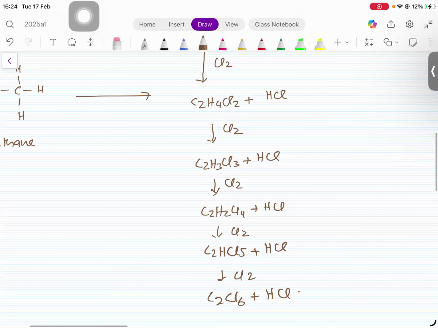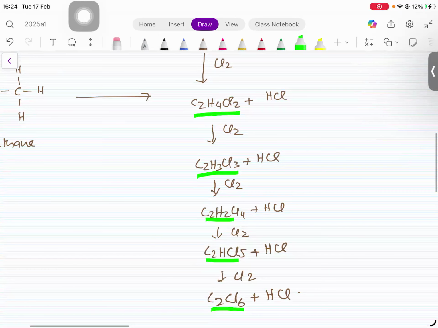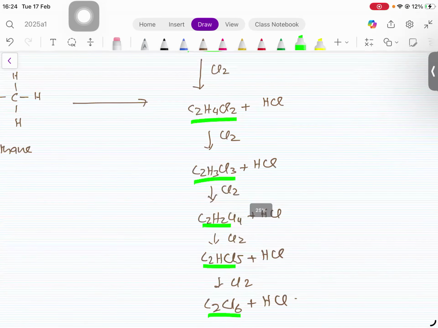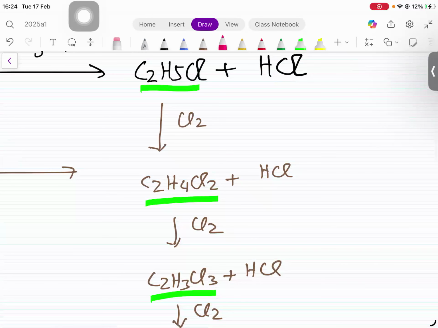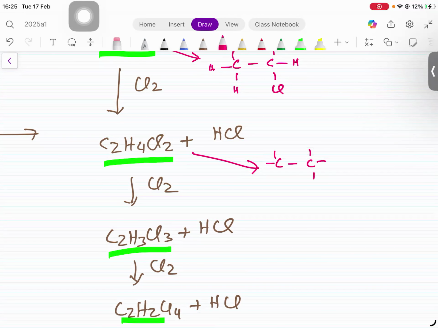So the products formed as per your calculation are 1, 2, 3, 4, 5 and 6. But you ignored their isomers. If I draw C2H5Cl, I have only one option, that is chloroethane. But when I draw C2H4Cl2, I have two options. Yeah, there are two possible structures.